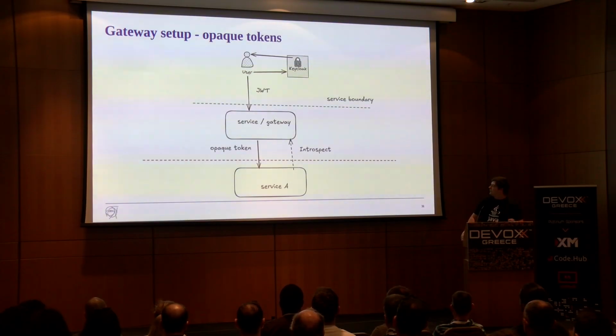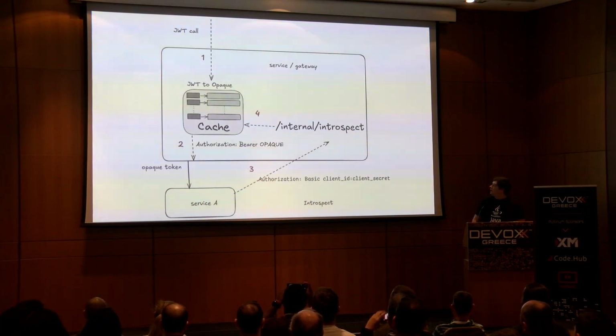And the opaque tokens, in this situation, call the introspection endpoint in the gateway. So they go up one step and ask the gateway, hey, who am I? And you'll see exactly how that works. And behind the scenes, it looks a bit like that.